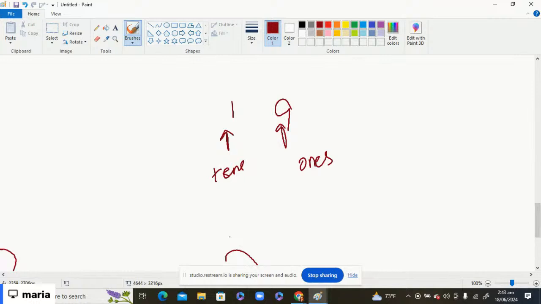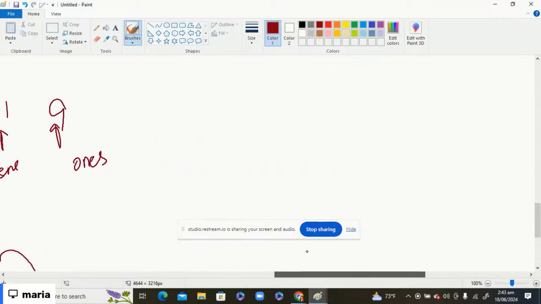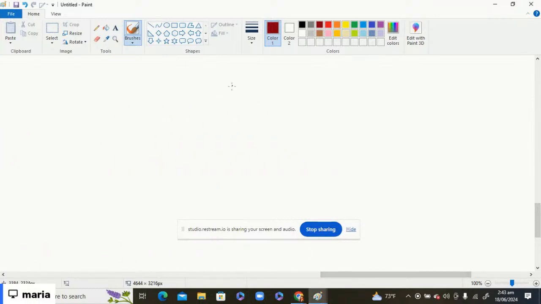Okay, one more question. It's 25. So tell me, 5 is in which place and 2 is in which place? 5 is in the ones place and 2 is in the tens place. That's it. So here are the 4 lessons that we discussed today.